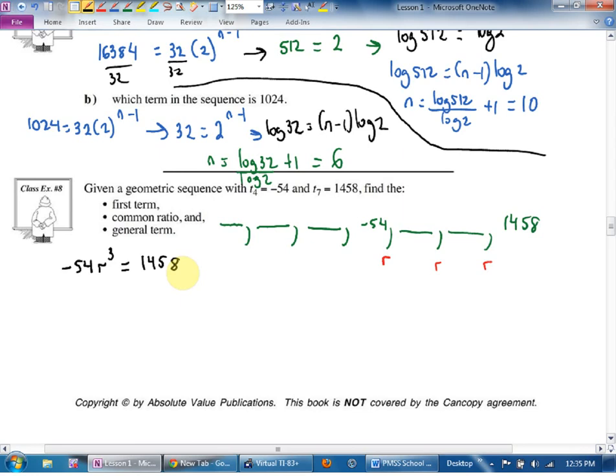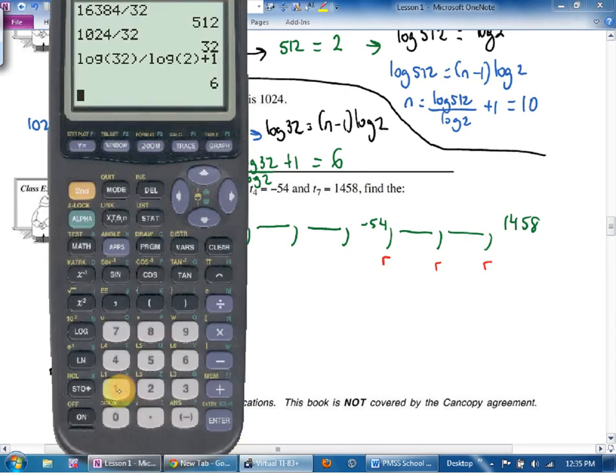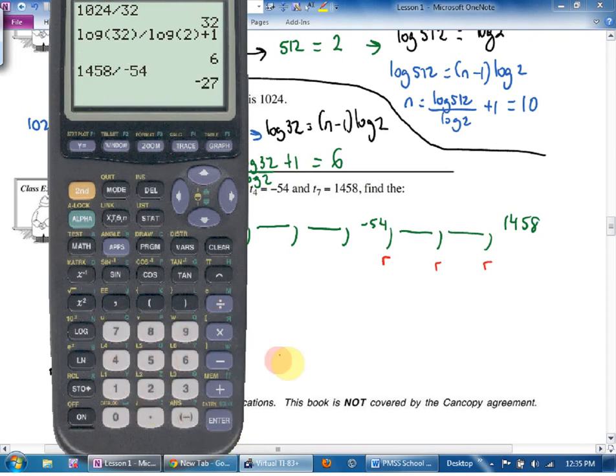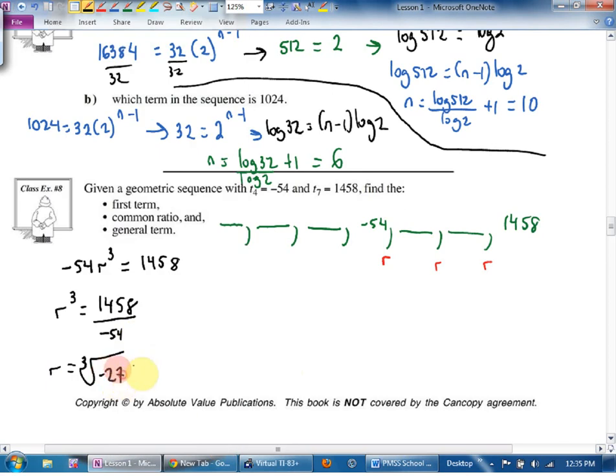Good. Find R. This is also a good chance for you to review where your cube root, fourth root and fifth root buttons are on your calculator. Isn't this a great review? R cubed is going to be 1458 over negative 54. R is going to be the cube root of 1458 divided by negative 54. Now, technically, I know the answer to this without a calculator. I'm pretty sure it's negative 3, but you should know where your cube root button is. So find the cube root of negative 27. Confirm for me that it is negative 3. It is, yes?